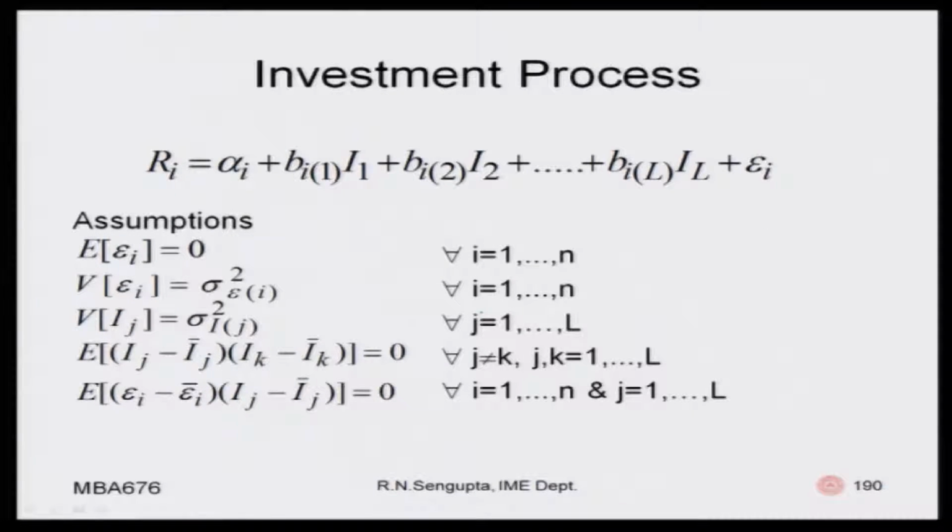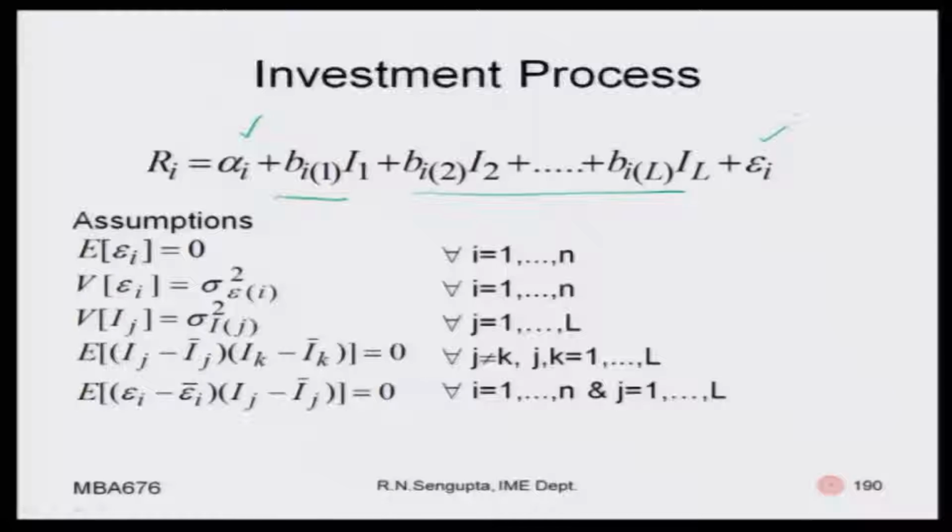The multi-index model is just an extension of the single index model. In the single index model, you have alpha i and the white noise. Rather than having only one effect, we are including more than one effect, where I1, I2, I3 are the so-called indices, or independent variables, which affect the variable we are going to study. Again, along similar lines, the assumptions we have already considered continue: the expected value of epsilon, the white noise, is 0, the variance of the white noise is given, and the variance of the particular stock is also given.